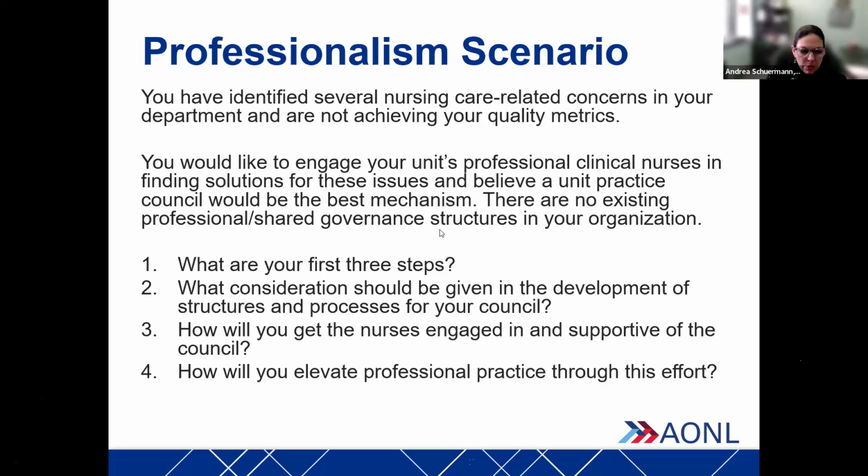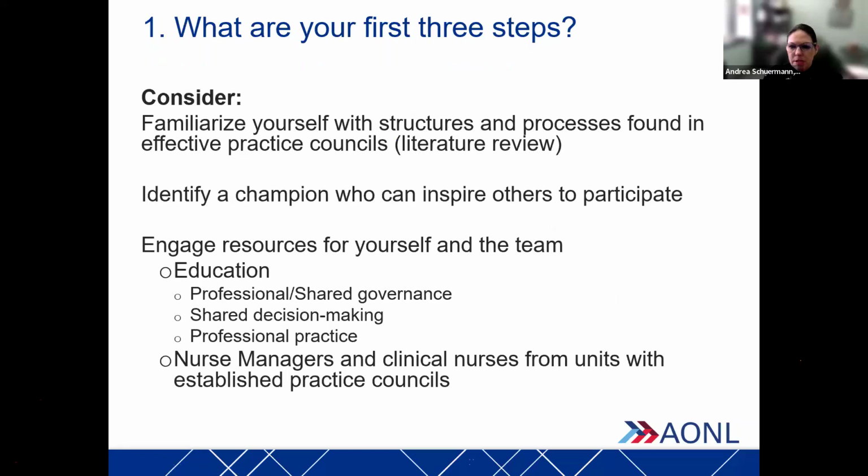I'll go through the little answers here, but I think we've hit all of those things. So first 3 steps, Stephanie, one of the things I suggested was a literature review, and this is based on the fact that no one has had any experience on what professional governance looks like, and you need a base to start with. But if you've had that base, then it's really reaching out to those folks who already have a structure or understanding. And then you're right, you need to make sure you get some buy-in from your administration, your executive team as well. A champion who can inspire others to participate, that's super important.